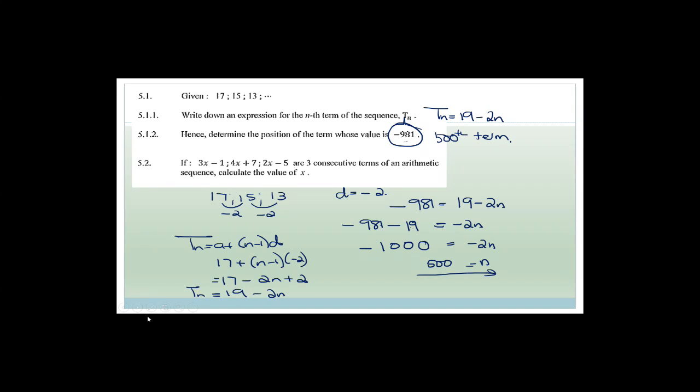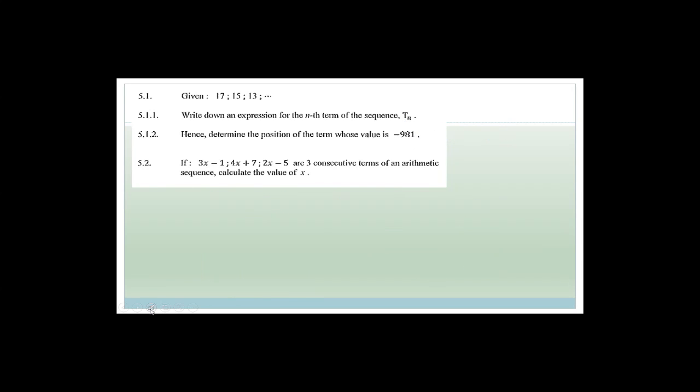Okay, now let's do the next question. It says 3x minus 1, 4x plus 7, 2x minus 5. They are consecutive terms in the arithmetic sequence. Calculate the value of x. So this is term 1, this is term 2, and this is term 3.